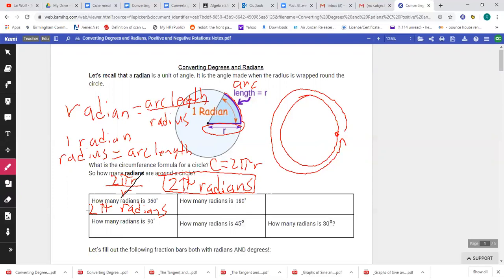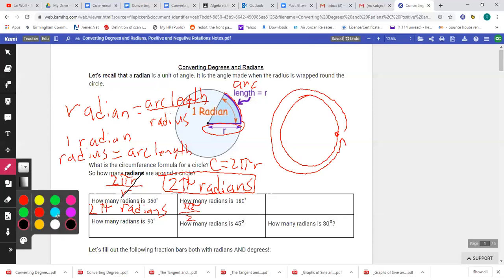Okay, look at the next question. How many radians is 180? Well, think about this. If this is 360, 180 is just half the circle, right? So if 2 pi radians is the full circle, then we just cut this in half. Well, how do we cut 2 pi in half? Well, think about it like this. If I have 2 pi and I cut it in half, that means I divide by 2.